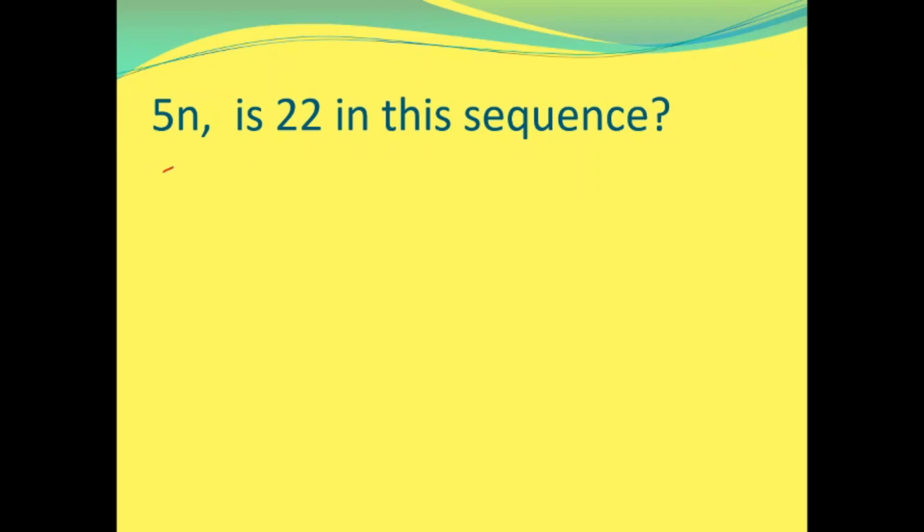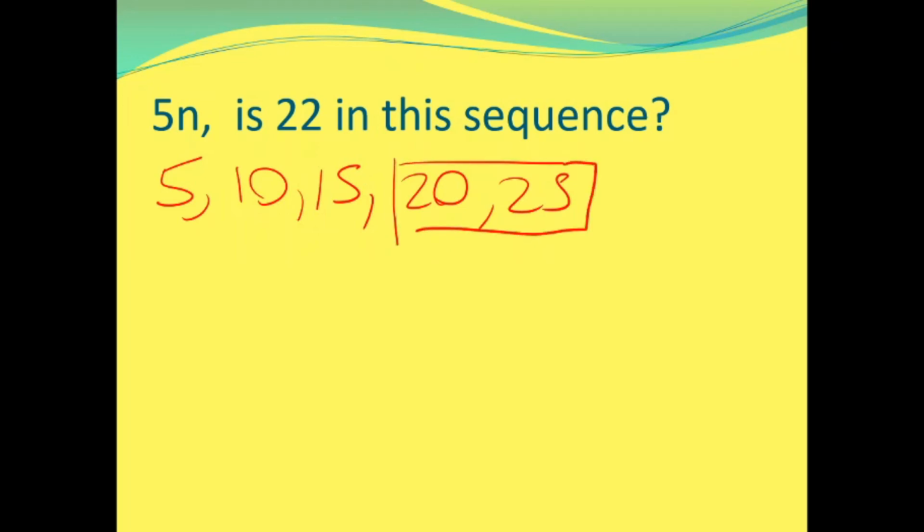The other thing you can do is write out the sequence. So 5, 10, 15, 20, 25. Then you can say, well, hang on a minute, I've listed it and 22 is not in the sequence. If you're doing it this way, it's important that you say it hits 20 and it hits 25 and it does not hit 22. So you've got to do the one above it and the one below it.